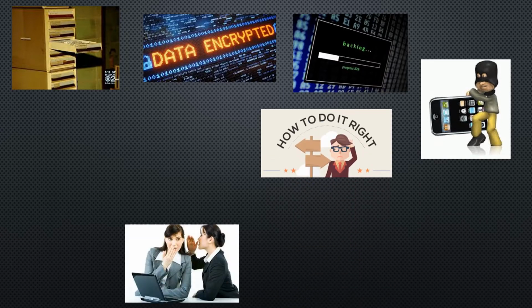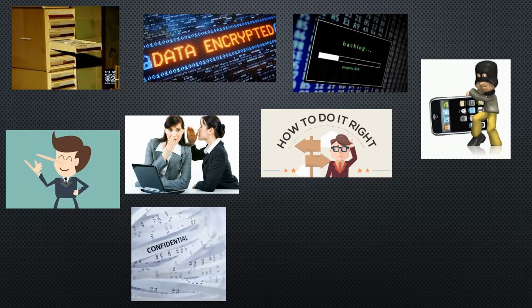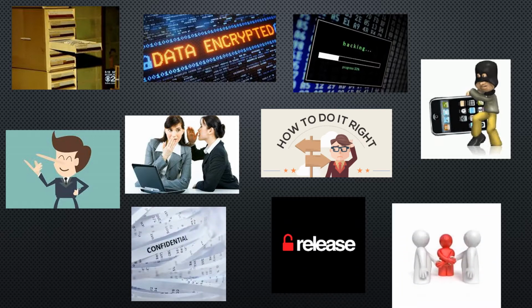The top 10 most common HIPAA violations are keeping unsecured records, unencrypted data, hacking, loss or theft of devices, lack of employee training, gossiping or sharing PHI, employee dishonesty, improper disposal of records, unauthorized release of information, and third-party disclosure of PHI.